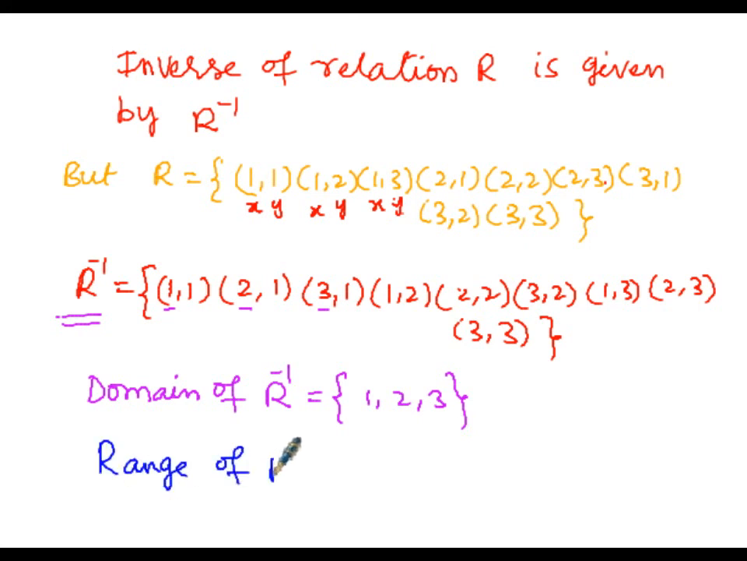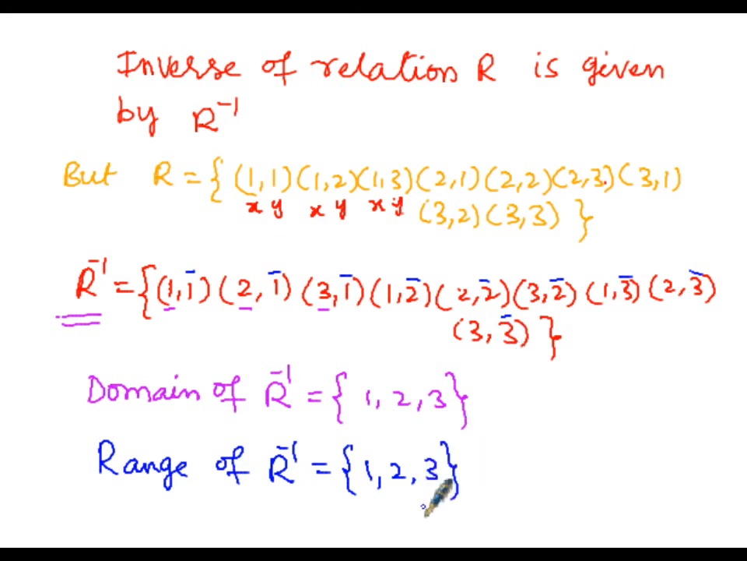The range of R inverse, that is the inverse relation of R, is given by the set consisting of the second coordinates of the ordered pairs. The second coordinates are 1, 1, 1, 2, 2, 2, 3, 3, and 3. So 1 is repeated thrice, 2 is repeated thrice, and 3 is also repeated thrice. So we can write it as only {1, 2, 3}.